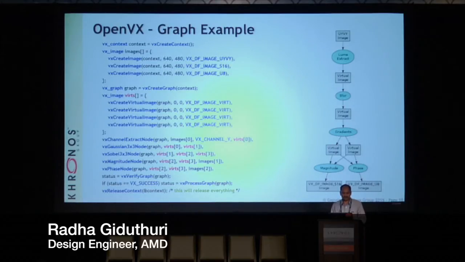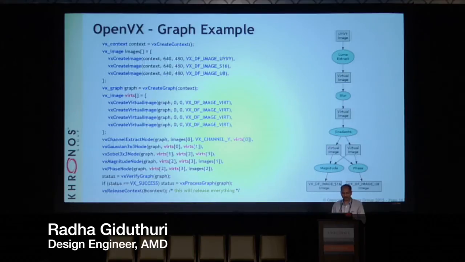In this example, you can also see the images that are created here are UYVY, which is the input, and the 16-bit output, which is S16, for the magnitude. And there is a U8, an 8-bit image used for phase, where 0 is for 0 degrees and 255 is closer to 2 pi. Then it creates a graph. Inside the graph, all the temporary buffers are created as virtual images. With a virtual image, you don't have to specify the resolution; the underlying framework can figure it out. For example, if you give a UYVY image and ask to extract luma, it knows underneath that it's going to have the same resolution as the input, so it fills in all the details.